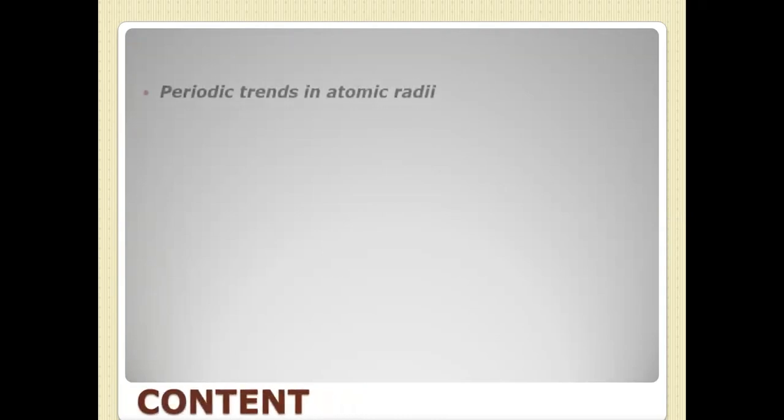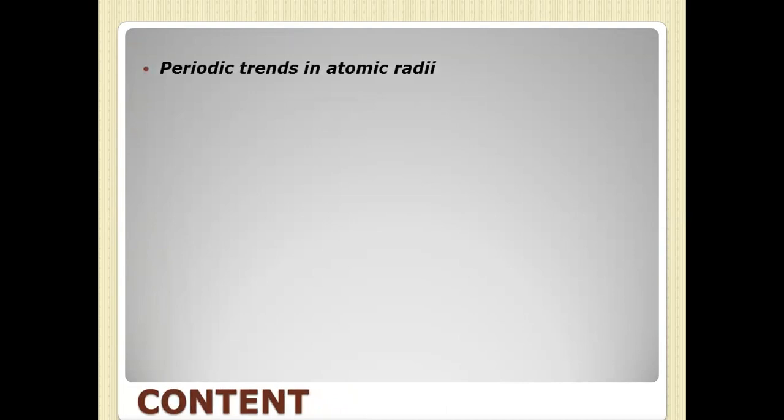Before we start this chapter, we will go through the contents. The first thing we are going to speak about is the periodic trends in atomic radii. When I say periodic trends, that is very important, how we are going to explain the periodic trends in this particular chapter. Here we have selected two things: within each group and within each period.